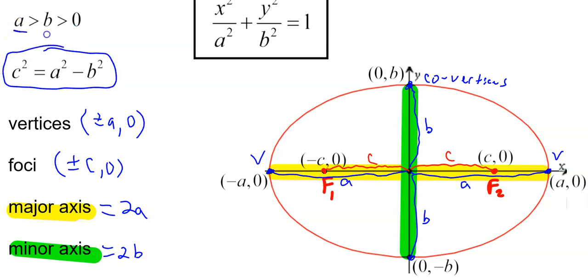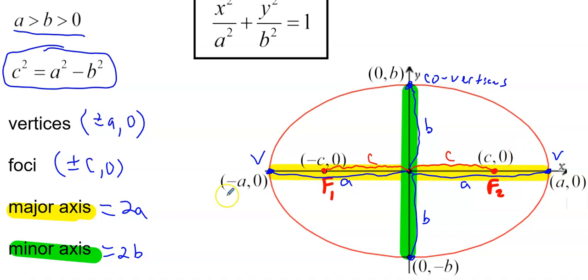This is saying two things. It's saying a and b are always both positive. a, b, and c are always positive, actually. They're distances. But a is always bigger than b, which makes sense, because remember, a is part of the longer major axis, half the major axis, whereas b is half the shorter minor axis. So a is always longer than b.